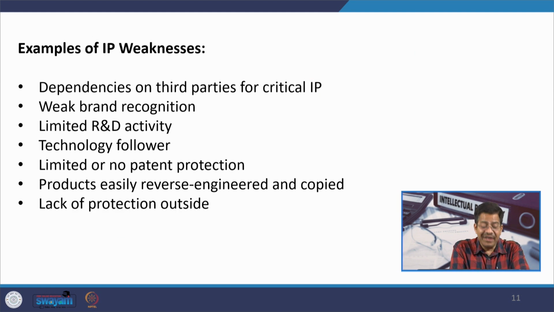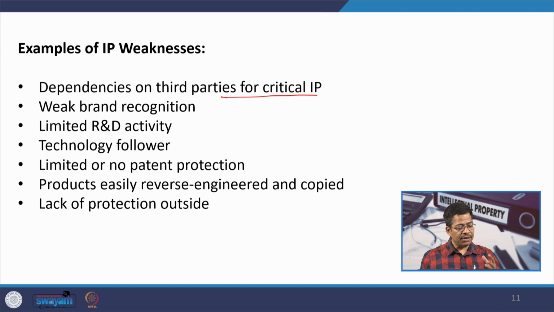Let us see different types of weaknesses. For your product, you are dependent on some of your suppliers, and these suppliers are holding some critical IP for your product. This is a big weakness, and many of the world's top companies are suffering from this type of weakness, that I have a product, but some very critical components are outsourced from some vendors, and they are holding the IP. So, I will always be dependent on that, and my effort should be to develop those technologies in house, so that I can reduce my dependence on those external parties.